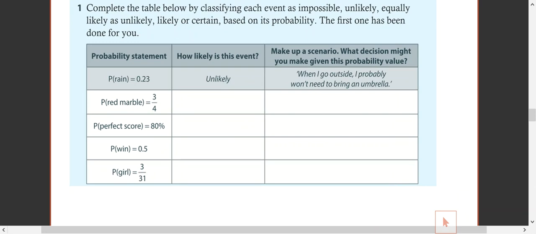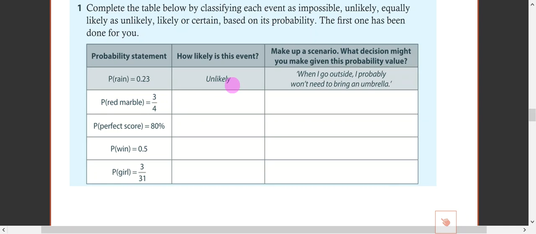We awake? Yeah? So, it says, look, the probability of rain is 0.23. You get the P, yeah? That means it's unlikely. Could you justify that?